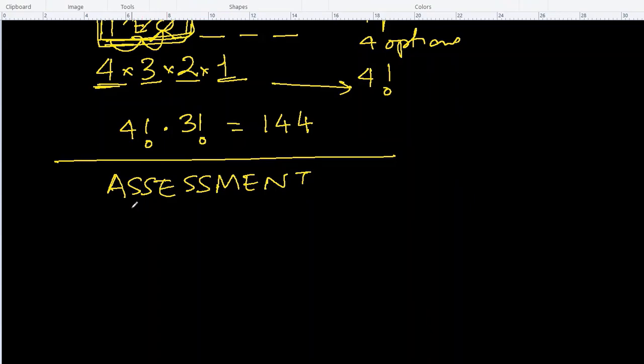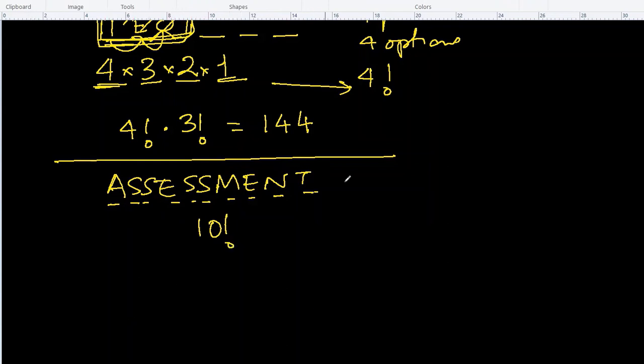Big one. And in mobile, no letter was repeating. Here some letters are repeating. Alright, so let's count how many letters assessment has. 3, 4, 5, 6, 7, 8, 9, 10. So obviously there are 10 places and 10 of them will be taken by the 10 letters. So 10 factorial is the number of arrangements.